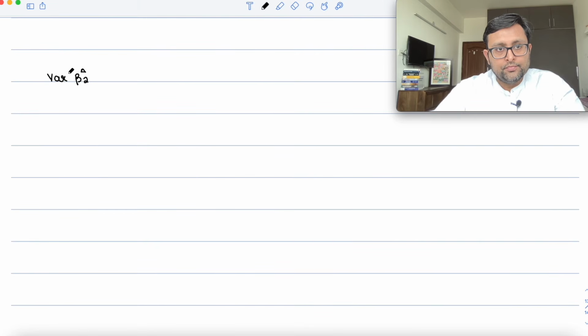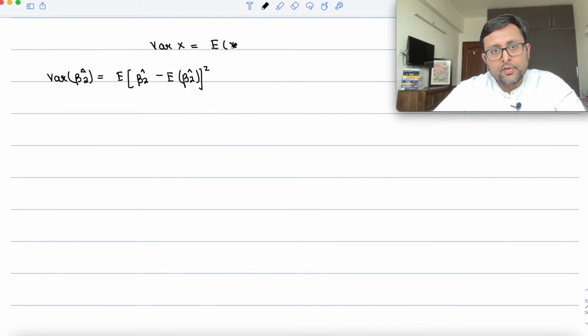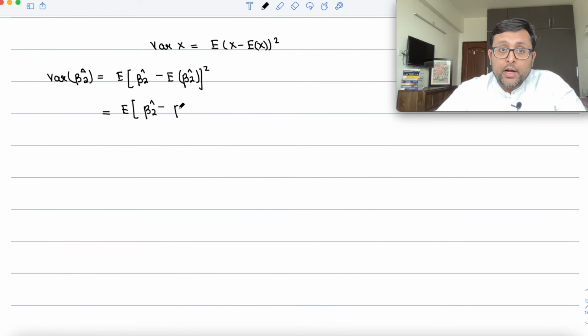Variance of beta 2 hat would be what? E of beta 2 hat minus E of beta 2 hat, whole square. I hope you know this: variance of x is E of x minus x bar, whole square. So E of beta 2 hat minus E of beta 2 hat, whole square. And what is E of beta 2 hat? Beta 2.